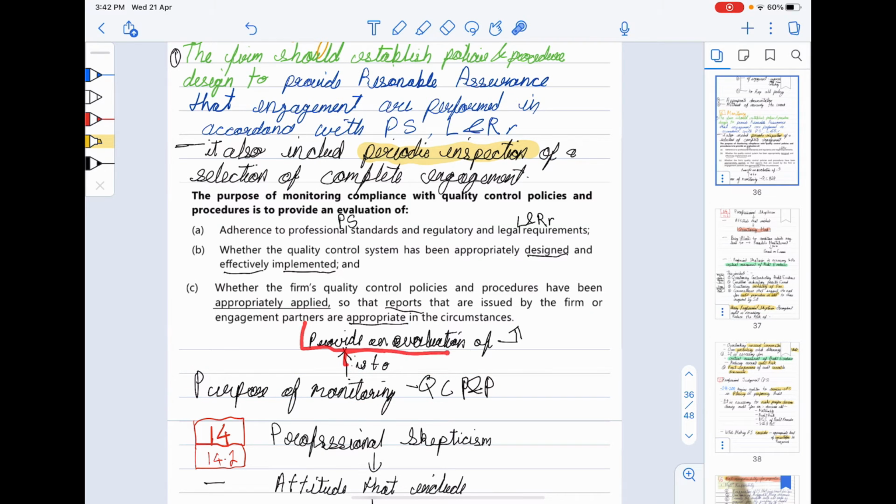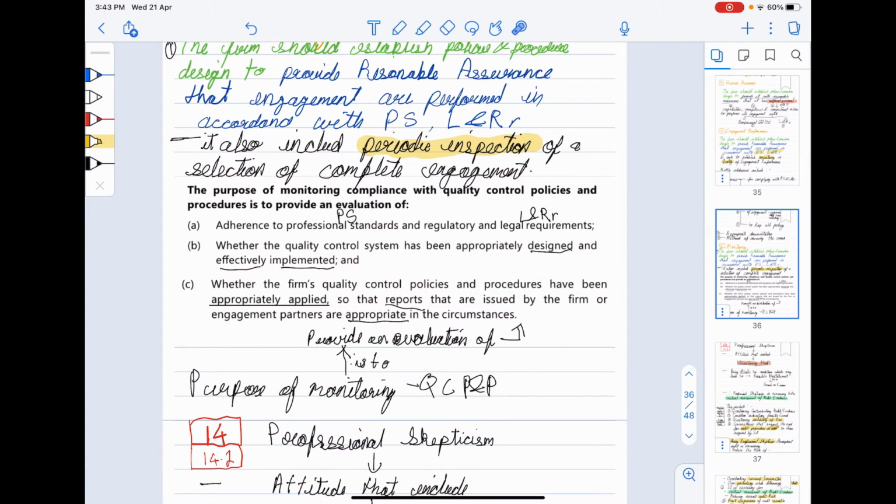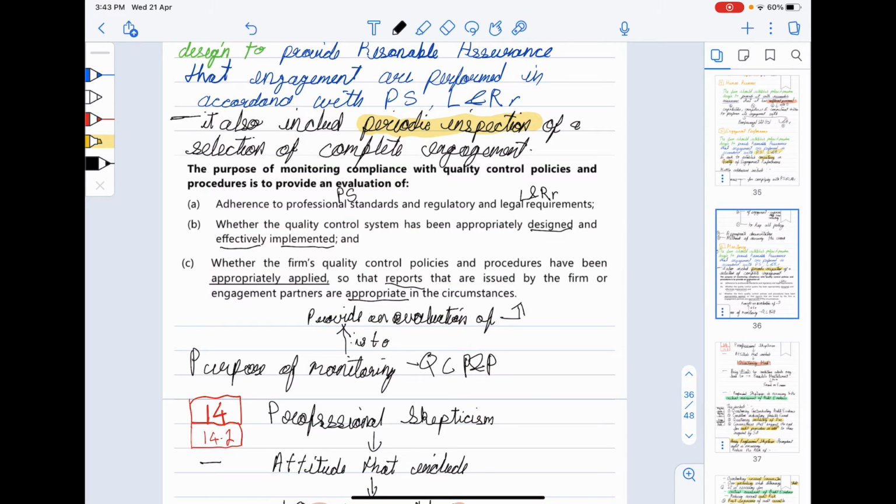Its purpose is to provide evaluation of adherence to professional standards and legal and regulatory requirements, whether the quality control system has been appropriately designed and effectively implemented. And third, whether the firm's quality control policies and procedures are appropriately applied so that reports issued by the firm are appropriate in the circumstances.